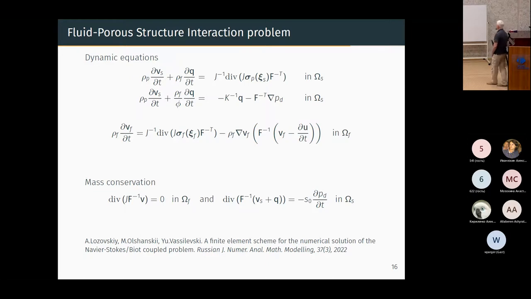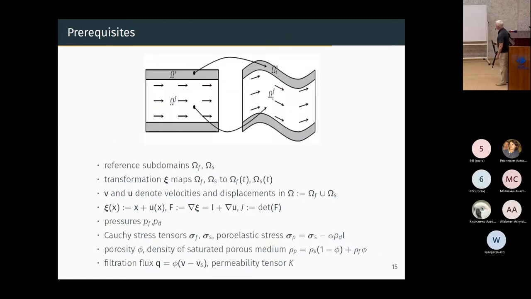In addition, in the free flow domain omega F, we impose incompressibility of fluid, but in the structure domain, we impose a restriction on the divergence of the fluid velocity by the compressibility modulus times the change of Darcy pressure, because additionally to elastic stress we consider poroelastic stress, which is just a sum of the elastic stress and the Darcy pressure.